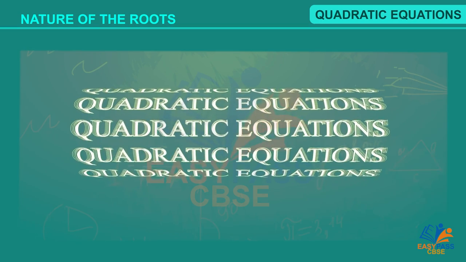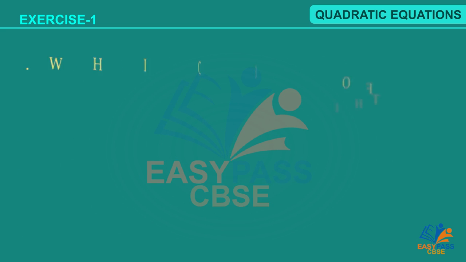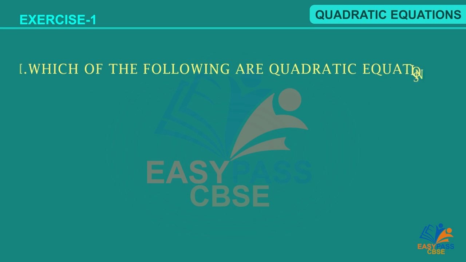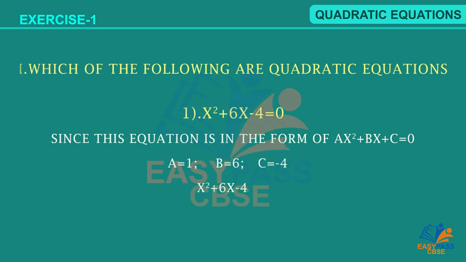Questions. Quadratic equations, exercise 1. Question number 1. Which of the following are quadratic equations? Question number 1. x square plus 6x minus 4 is equal to 0. Since this given equation is in the form of ax square plus bx plus c is equal to 0, where a is equal to 1, b is equal to 6, c is equal to minus 4. Therefore, x square plus 6x minus 4 is equal to 0 is a quadratic equation.